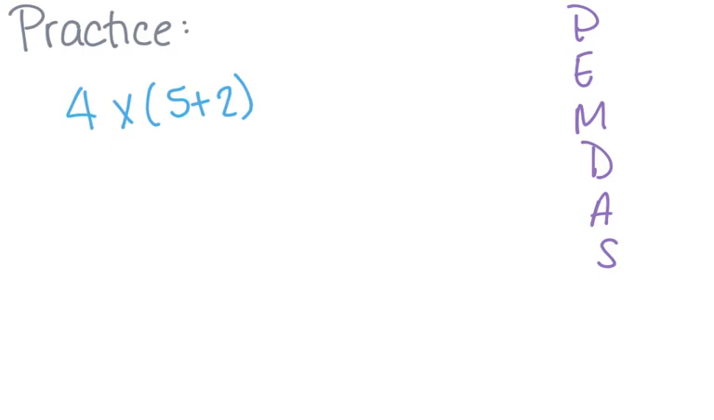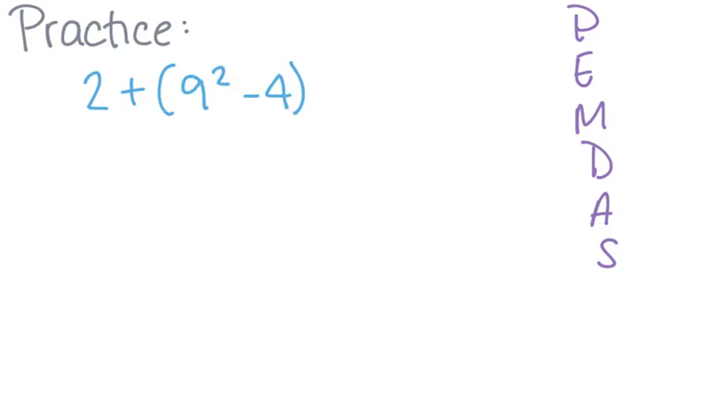So whatever is in the parentheses we do. And that is 5 plus 2. And 5 plus 2 gives us 7. So now we are going to have 4 times 7. And when we multiply 4 and 7, we get 28.